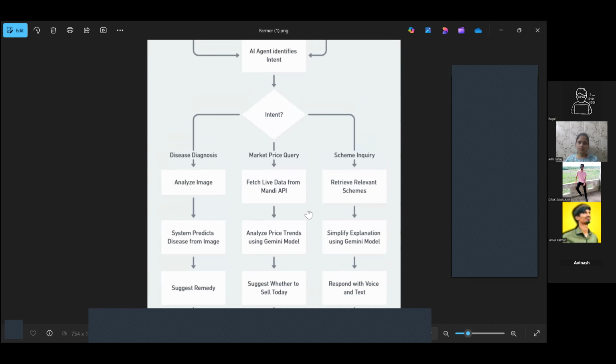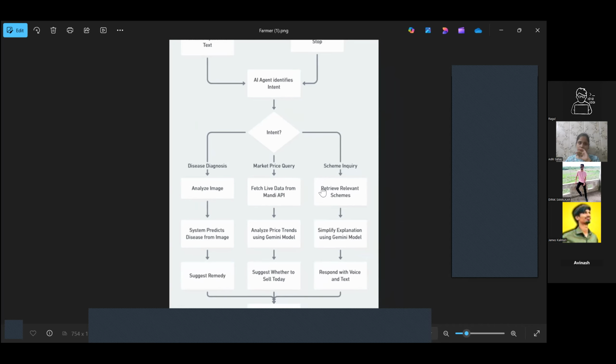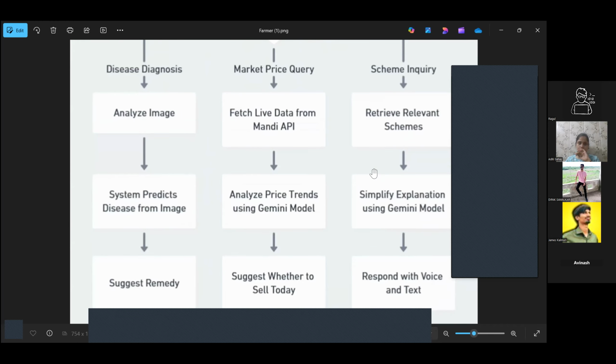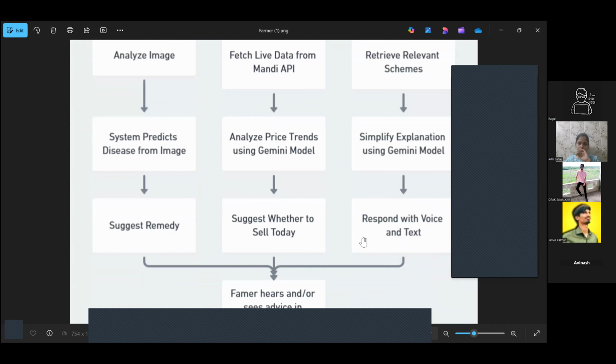And the last one is the scheme inquiry. If a farmer wants to know whatever scheme is being run by the government, they can make an inquiry, and whatever the relevant schemes are, it will fetch them from the APIs that I didn't mention. It will retrieve the relevant schemes from the APIs, and then it will give a simplified explanation using the Gemini model, and after that it will give the response with voice and text.